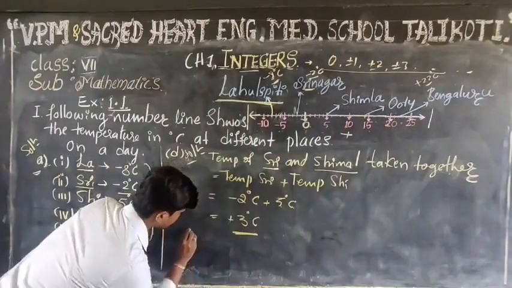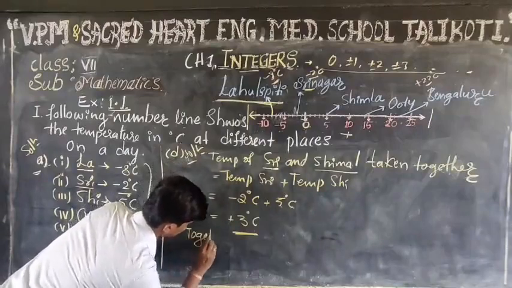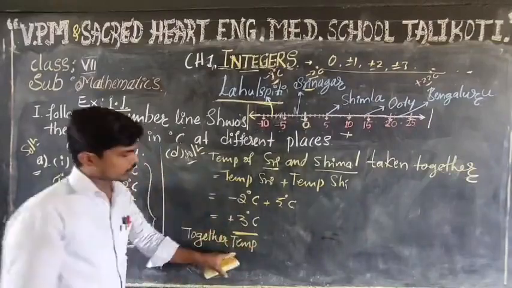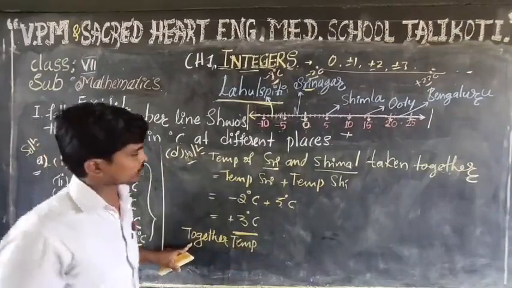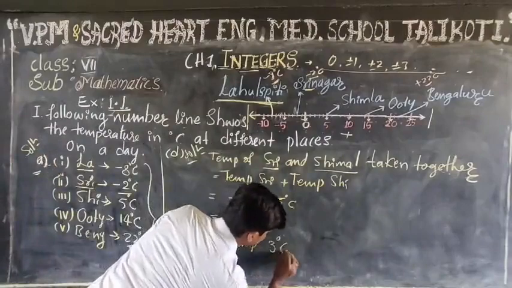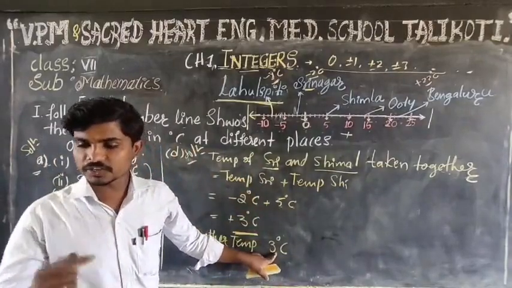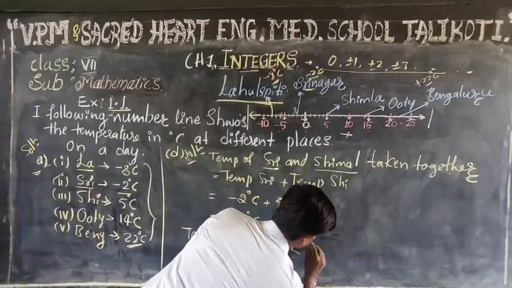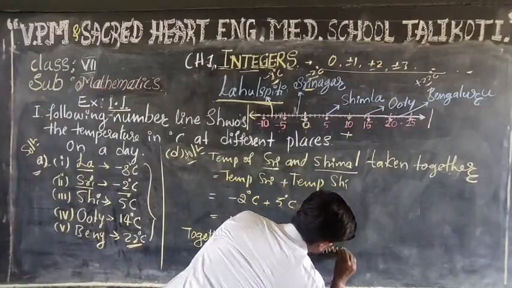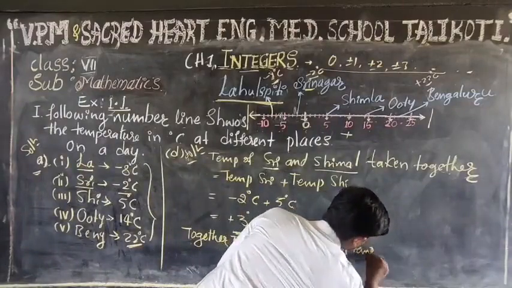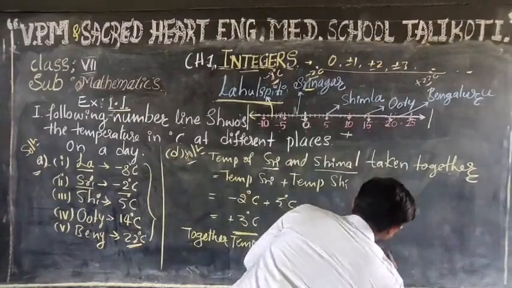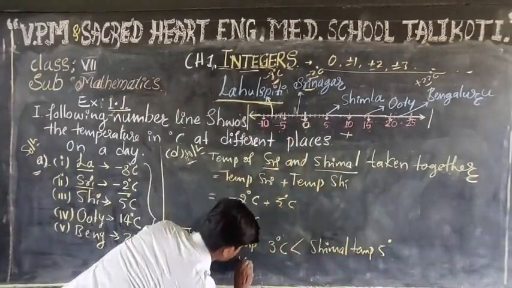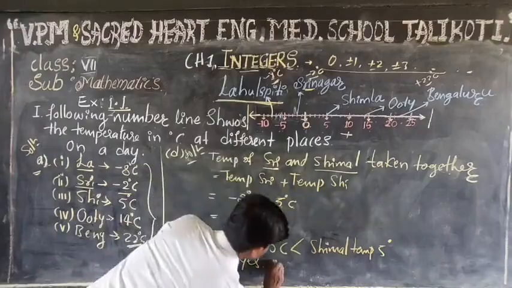I will write here together temperature. What is the together temperature? Together temperature is 3 degrees Celsius. This is less than which one? Yes, this is less than Simla temperature. What is the Simla temperature here? 5 degrees Celsius. Because 3 is smaller than 5 degrees Celsius. Therefore, yes. Our answer is yes.